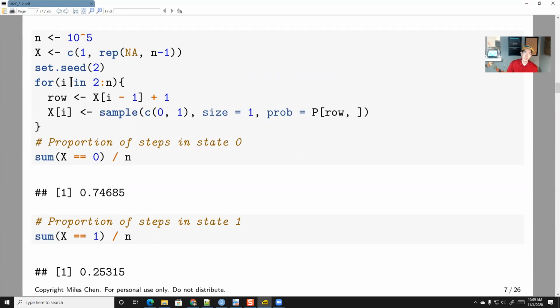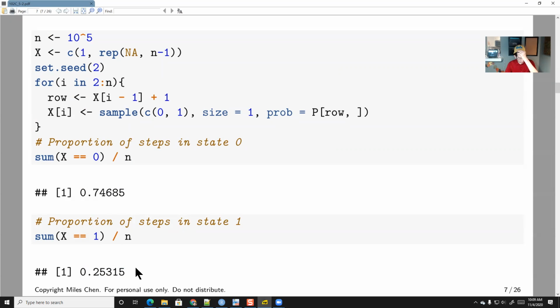So this time I'm going to start my state off at state 1. Okay, state 1, and I've got a bunch of NAs. And then we're going to start. I'm going to set the seed different this time. When we use the same code and I just let it run, and I say, well, how many times was it state 0? Again, we get something close to 75%, not exactly. How many times was it state 1? And we get something close to 25%, not exactly.